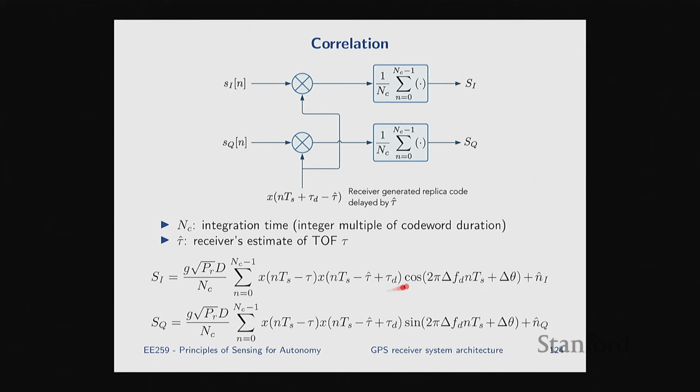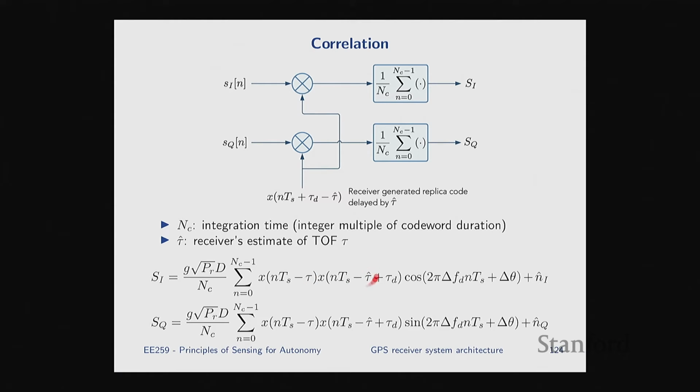And then the summation inside this is what you've received, x of nTs minus tau, right? The discretized range code. This one is what the receiver generates, right? So it's the copy of the code, or the local replica of the code, which is nTs. Again, it's sampled at the same sampling rate. There's a plus tau d here. That's the timing offset of the receiver. And then this tau hat, again, is what we are trying to find and match to tau, right?